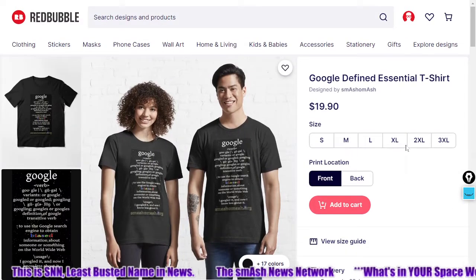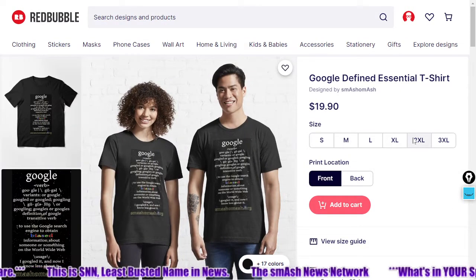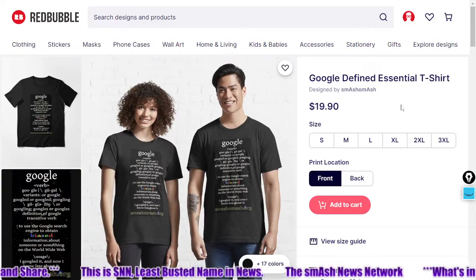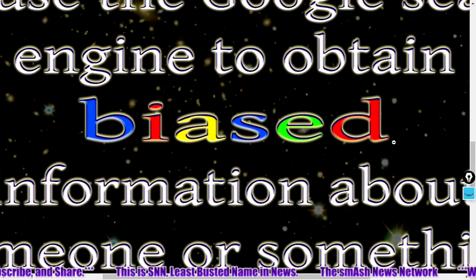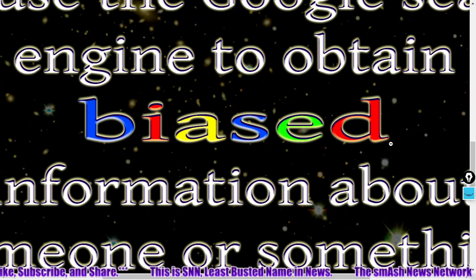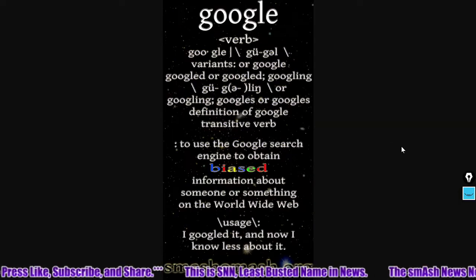And here's our latest product, Google Defined. And we've branched out into Redbubble. And if you're wondering what the design is, well, here it is. It's about obtaining biased search results.